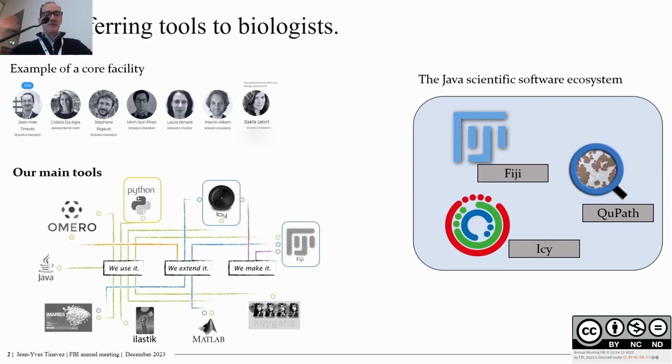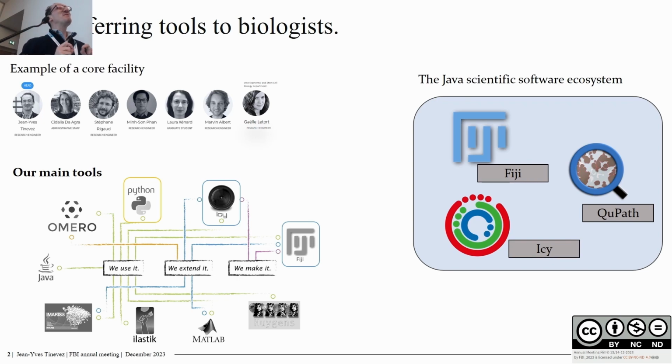Okay, so very briefly, I'm Jean-Yves. I work in a core facility dedicated to bioimage analysis, and most of our work is actually to develop bioimage analysis pipelines and to ship them to our biologist users so that they can use it themselves. So this is typically the software ecosystems we use, and because I'm the older, I tend to develop all my bioimage analysis pipelines using Fiji, ICY or QuPath, which are Java scientific software.